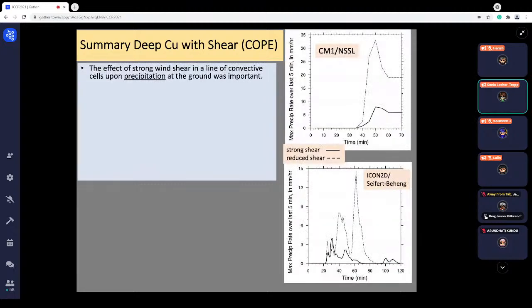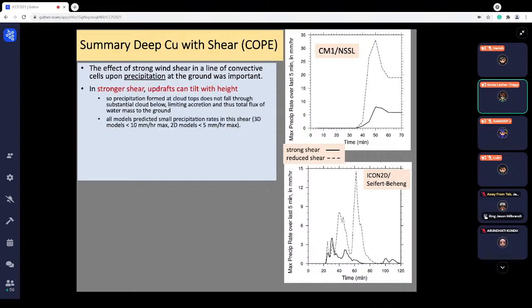So the summary of our findings: we were looking at the influence of the shear on both precipitation and also on rime splintering, the Hallett-Mossop process. The result we found with respect to precipitation was that, of course, strong wind shear could influence the amount reaching the ground. In the stronger shear, the updrafts can tilt with height. In that case, the precipitation formed at the tops of the clouds, as it falls towards the ground, doesn't really get to accrete and collect as much cloud water. And so the total flux of water mass to the ground is decreased.